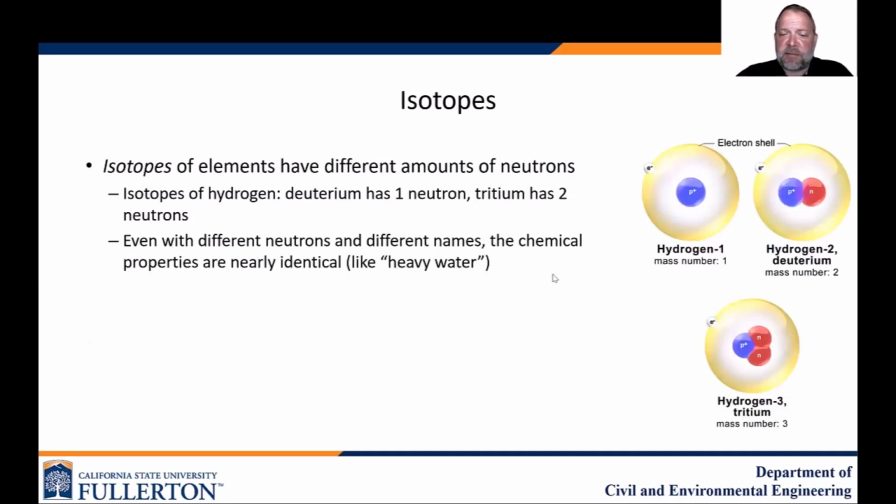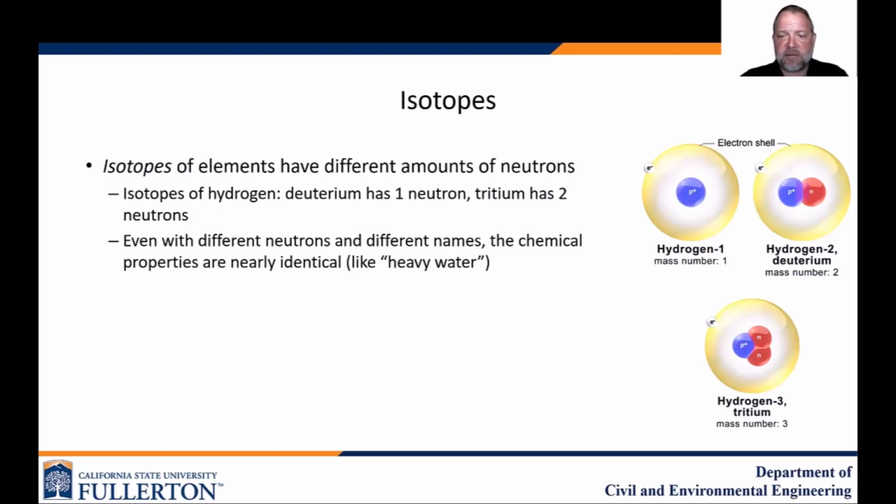Isotopes of elements have different amounts of neutrons. So an isotope of hydrogen, for example, is deuterium. Deuterium has 1 neutron. So let me backtrack. Regular hydrogen has an atomic number of 1 and an atomic mass of 1, which implies that it has just 1 proton and no neutrons, which is true. Deuterium, on the other hand, has an atomic mass of 2. It has 1 proton, 1 neutron.